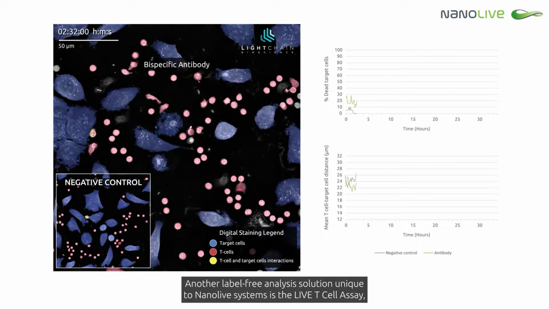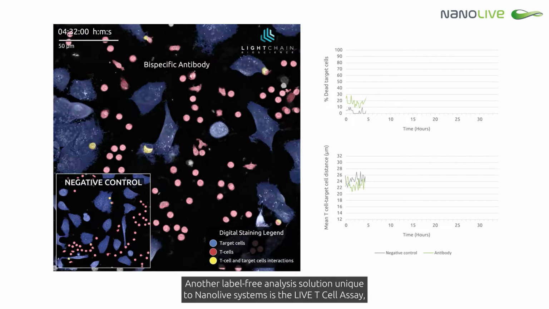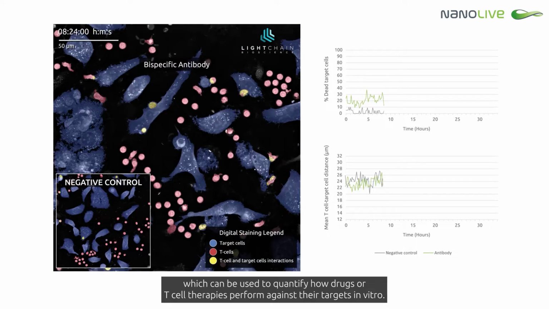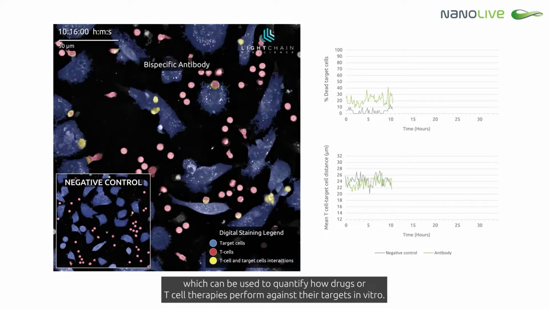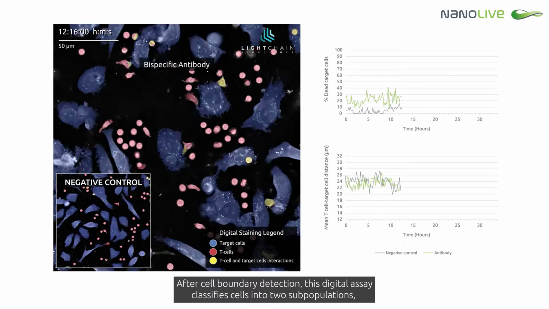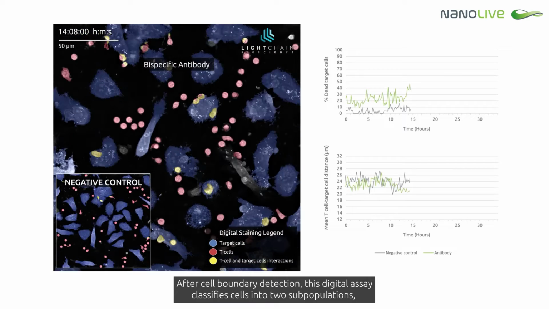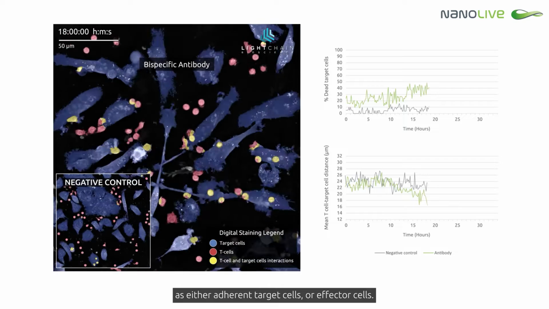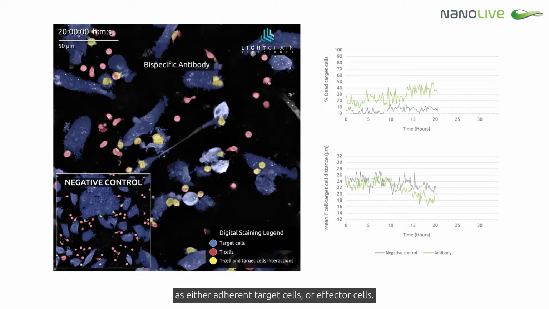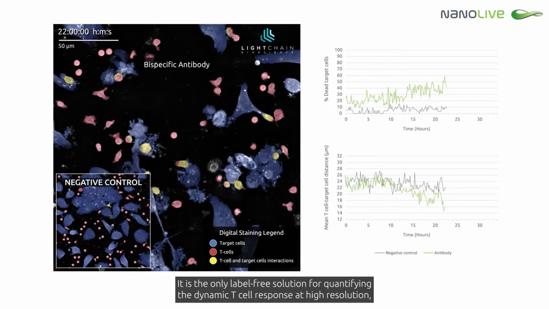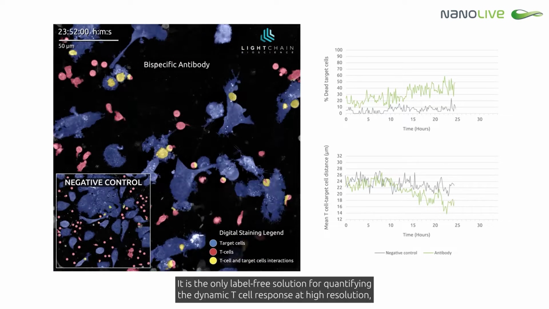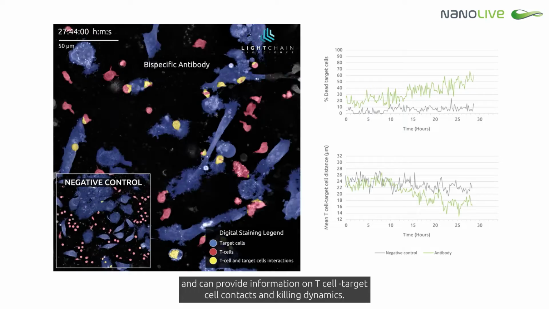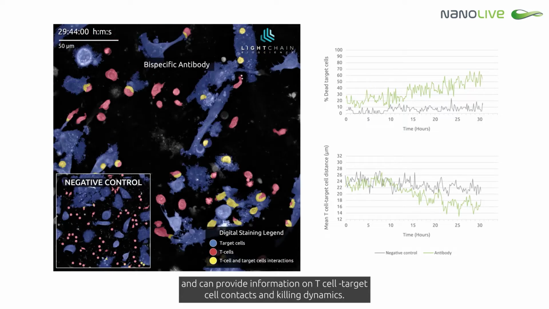Another label-free analysis solution unique to Nanolive systems is the live T-cell assay, which can be used to quantify how drugs or T-cell therapies perform against their targets in vitro. After cell boundary detection, this digital assay classifies cells into two subpopulations as either adherent target cells or effector cells. It is the only label-free solution for quantifying the dynamic T-cell response at high resolution and can provide information on T-cell target cell contacts and killing dynamics.